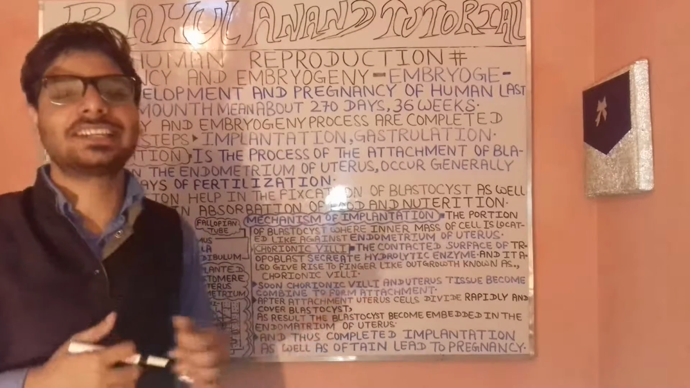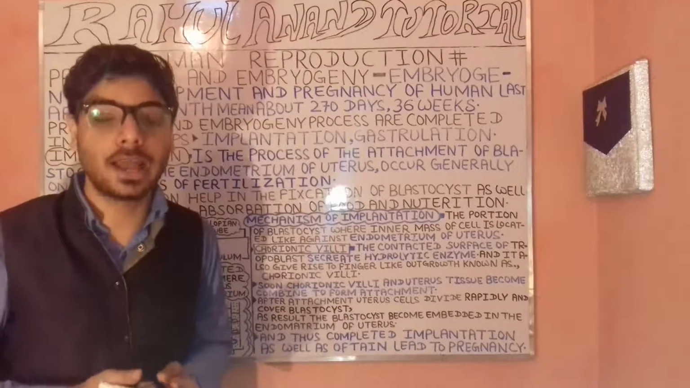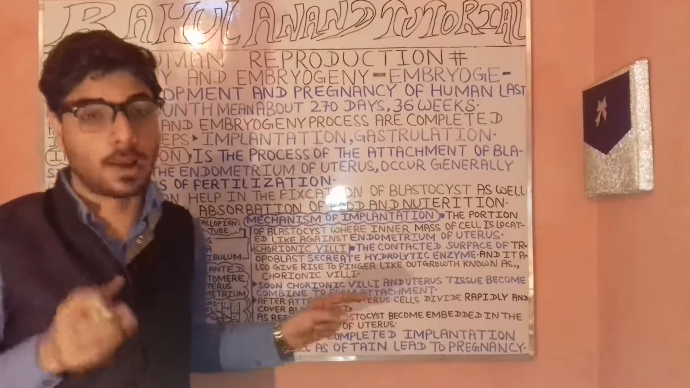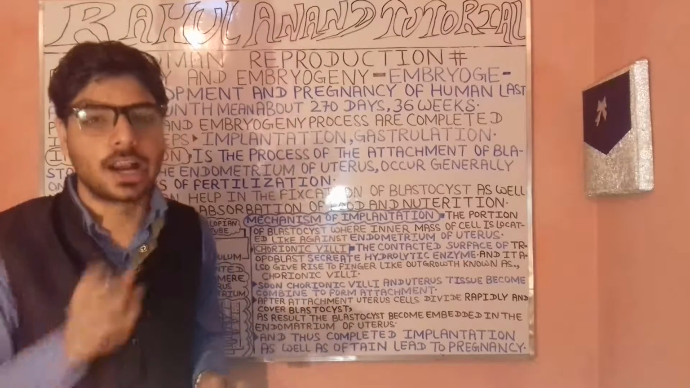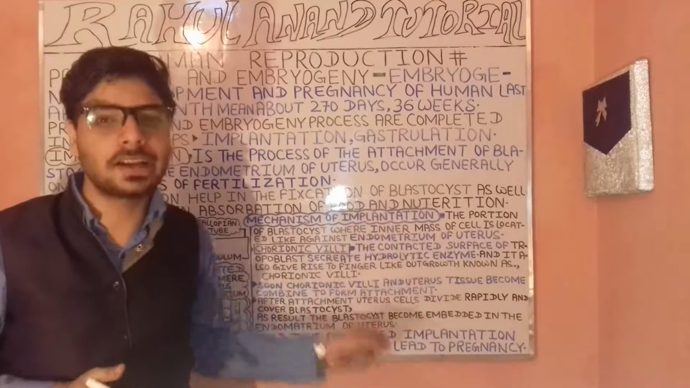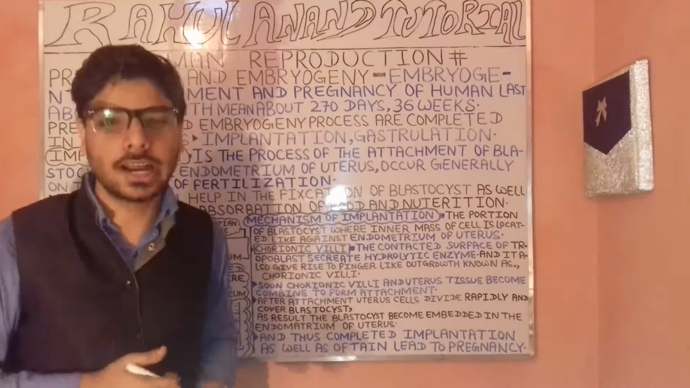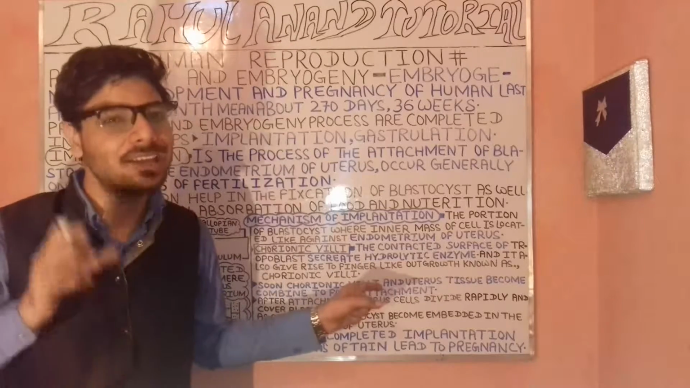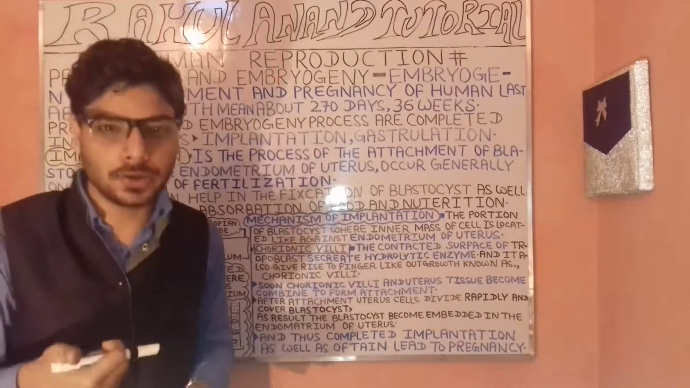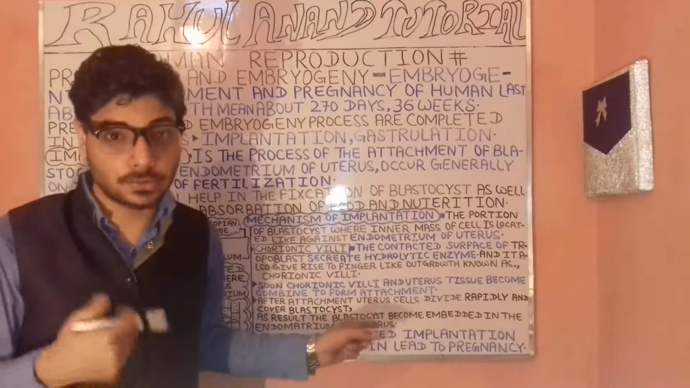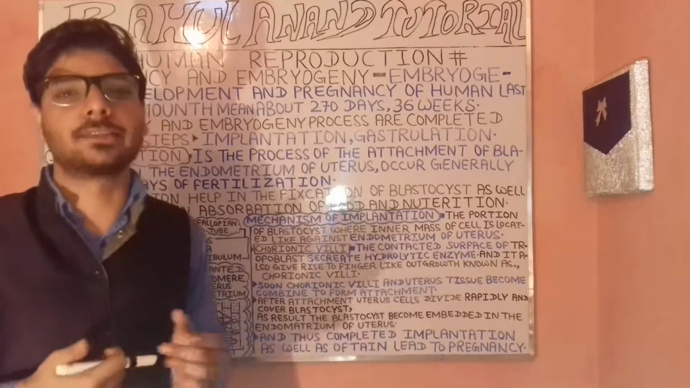Thus, in the case of the chorionic villi, the contacting surface of the trophoblast has hydrolytic enzymes, and these give rise to finger-like projections. These are nothing else but the chorionic villi. After that, the contacting surface and the chorionic villi form the attachment.